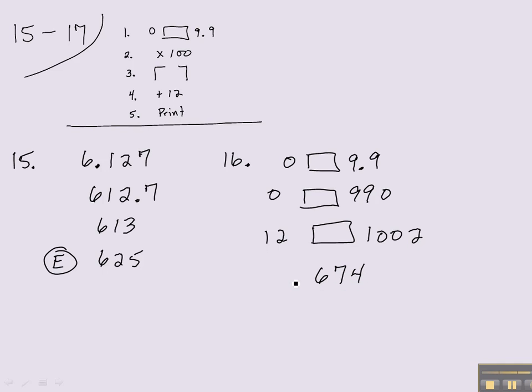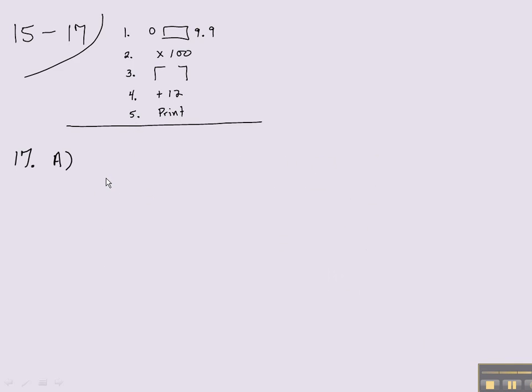674. Okay, 17 is kind of a bear. We are asked to rearrange some steps and see if it changes the outcome at all. So on part A, we're going to rearrange, we're going to switch steps 2 and 3. So we're still going to start off with the original number. We could choose any number we want. I am going to choose 6.127 since we already know the answer is 625 from number 15. All right, so now instead of doing step 2 next, we're supposed to do step 3 next, which is to round up.